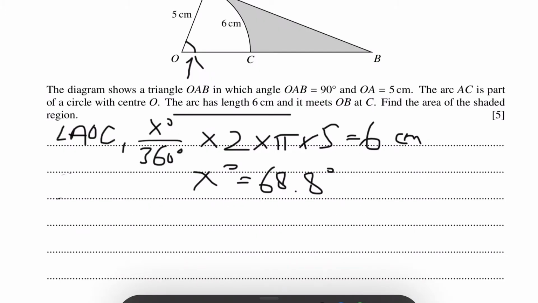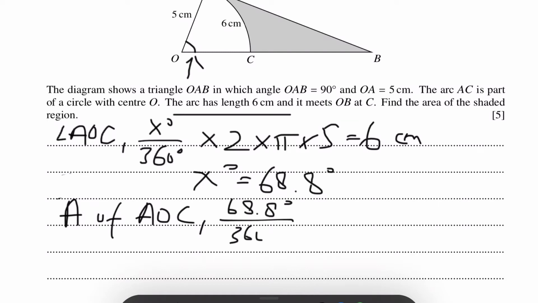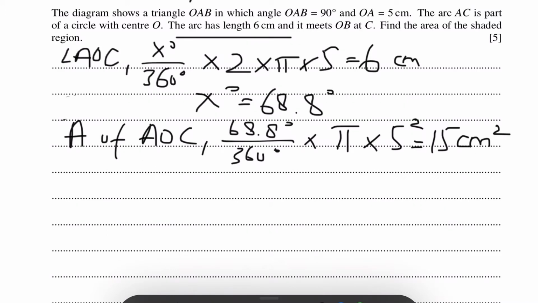Now I want to find the area of sector AOC. To do that, you need the angle 68.8 divided by 360 multiplied by pi r squared, which is 5 squared. This is equal to 15 centimeters squared. Now I will find the length of AB. I will show you the triangle.